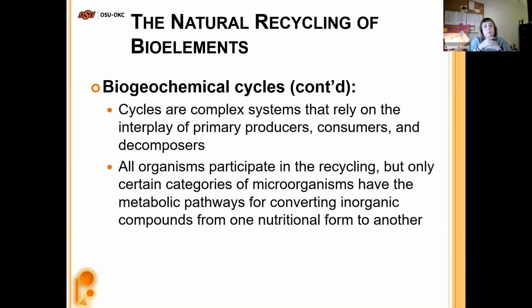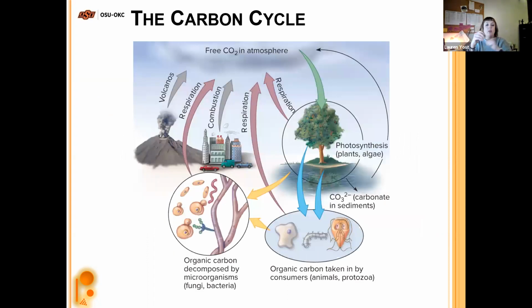So these cycles are complex systems that rely on the interplay of primary producers, right, creating energy, the consumers that consume and upwards, and then decomposers that break down the dead things. All organisms participate in the recycling. All of them do. But only certain categories of microorganisms have metabolic pathways for converting the inorganic compounds from one nutritional form to another so they can be used by something else. Okay, that's where we get into talking about the nitrogen. I'm going to start with the carbon cycle though. You guys know about breathing because we've talked about it already, but where do we want to start on it?